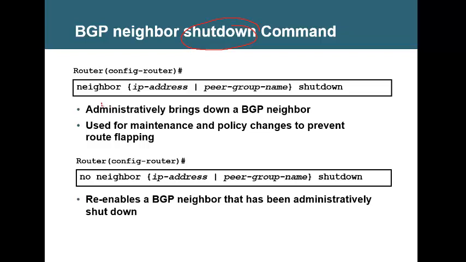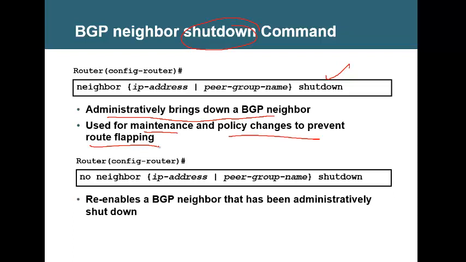So administratively bringing down a BGP neighbor is done by using shutdown. Used for maintenance and policy change to prevent route flapping. So you need not remove completely all the configuration. Whenever you want to do some policy change for a neighbor and redo it, you need not redo everything from the beginning by removing the neighbor. You can shut down the neighbor, do the necessary policy changes that you want for the neighbor.